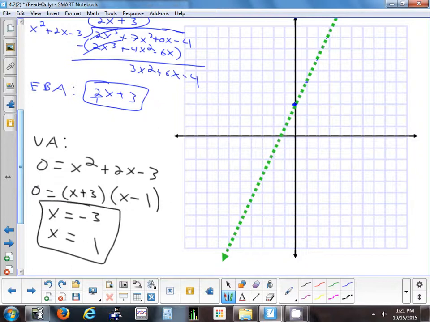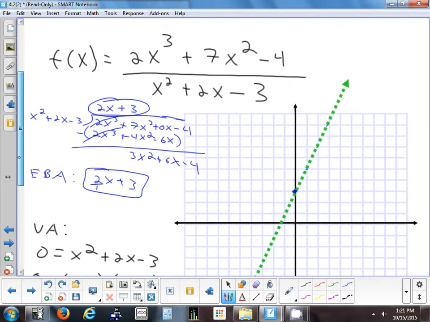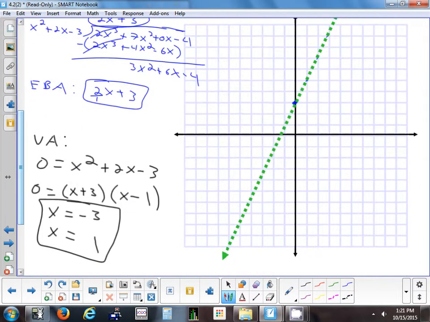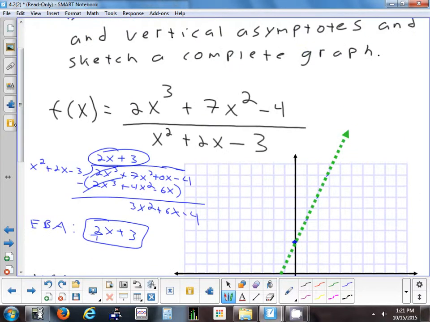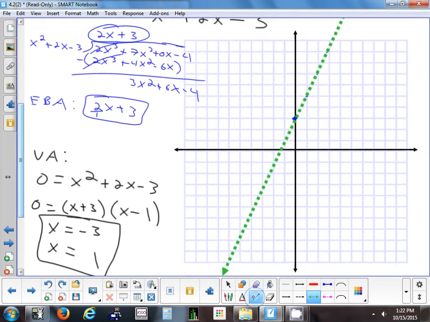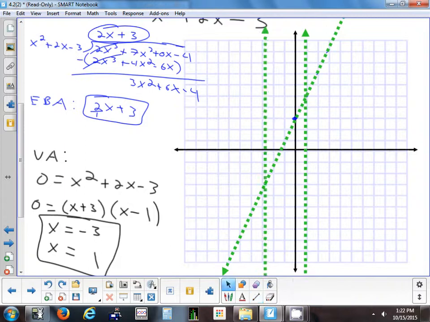Now, normally we have to check the numerator and make sure that these are not factors, because if they are, these wouldn't be asymptotes. They would be holes. But a cubic is very hard to factor by hand in general, and I wouldn't be that tricky. So let's just go with the fact that these are asymptotes, -3 and 1.